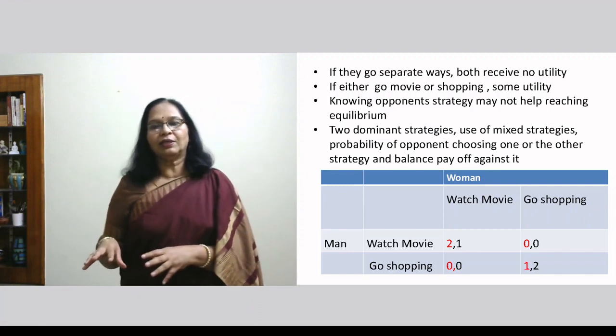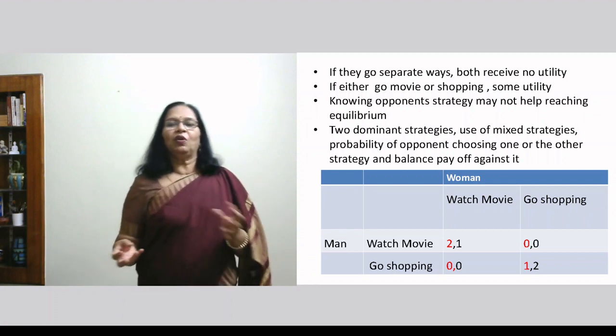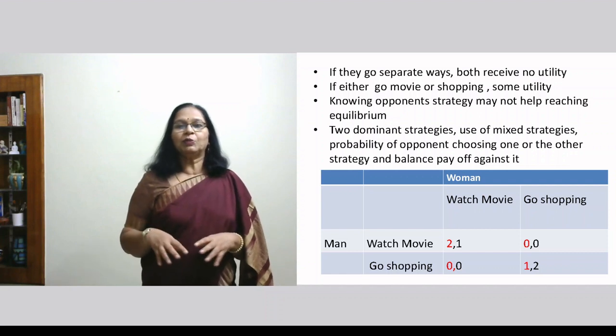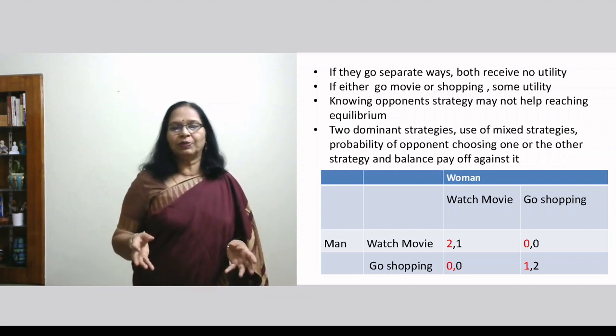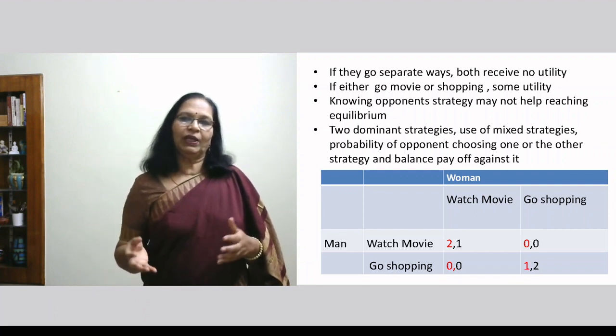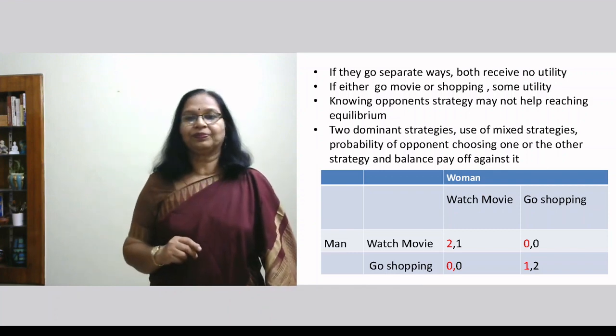And the last one is that she goes shopping, she gets 2 units of satisfaction, he also goes shopping, whereas he gets 1 unit of satisfaction. So in this particular case, we know the outcomes, we know the information that one or the other would do, but yet we are not able to come to any kind of an equilibrium situation.